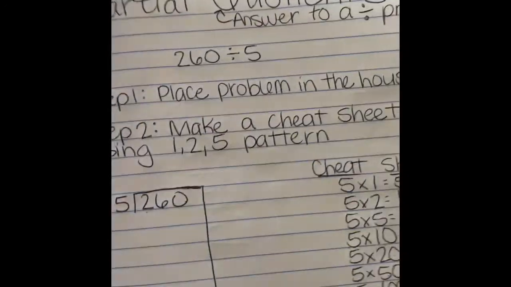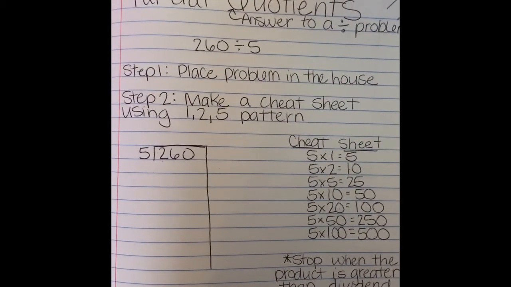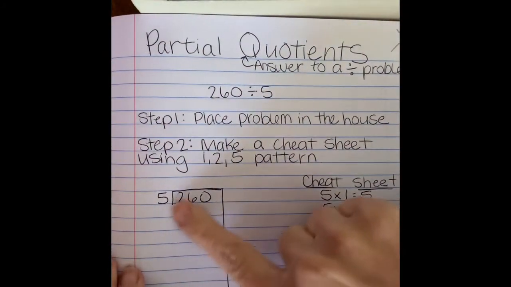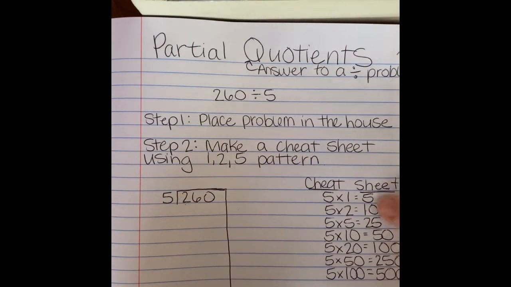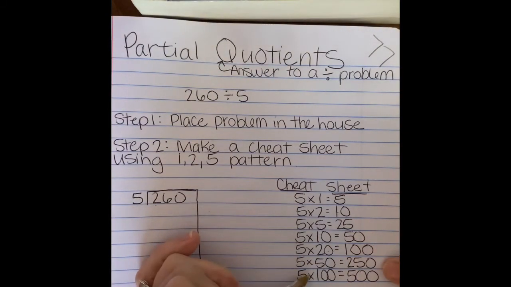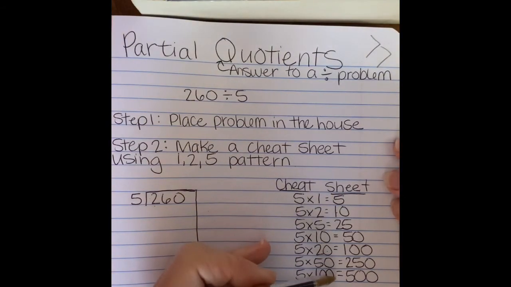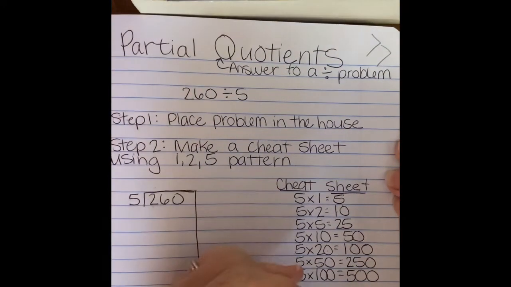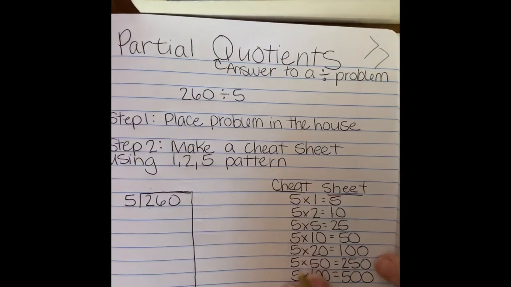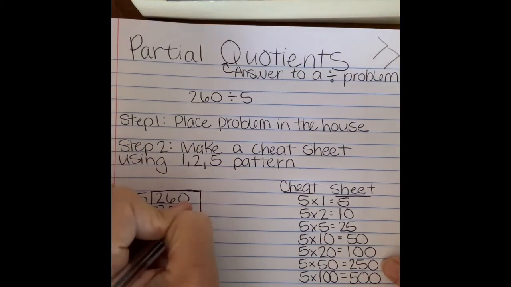Can you see it? I left my thing at school. Okay, so I'm gonna move it back up so that we can see this right here, because this is what we need to see. So the first thing I'm gonna do is look over here at the cheat sheet. I need to find the number. This one's gonna be really easy. I need to find the number that is closest to 260 without going over 260. It cannot be greater than 260. So I can see that 250 is awfully close, and I'm going to write minus 250.